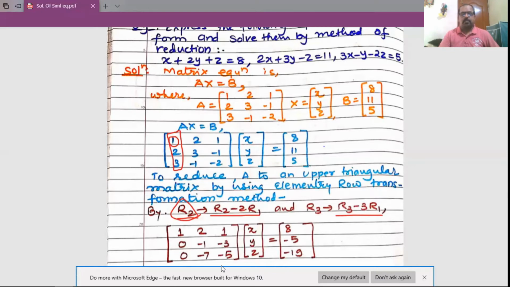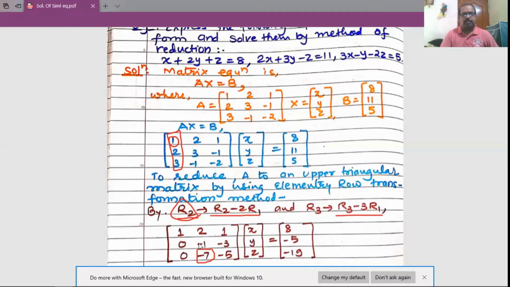Now let's see the next transformation. The only element left to get an upper triangular matrix is this minus 7. I have to make this minus 7 into 0. Before that, make the diagonal element 1 if it is possible. Here it is minus 1. If it is possible, you can do it. Otherwise, if you keep it as it is and reduce this minus 7 to 0 with the help of minus 1, it is also okay. You will get the correct answer.